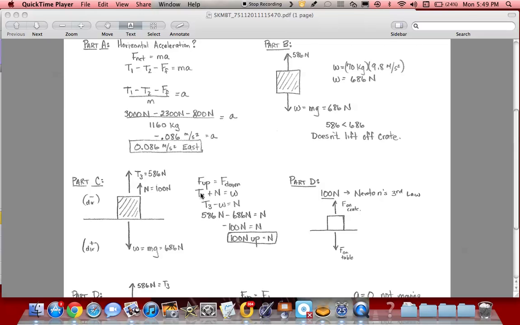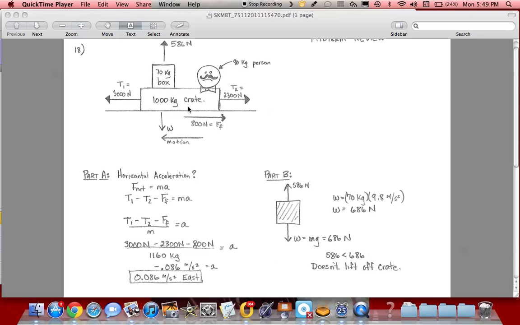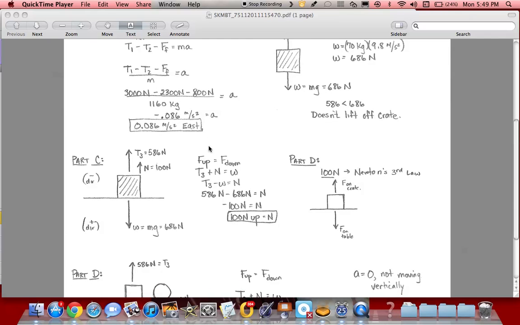So that means the tension, T3, plus the normal force equals the weight. If you notice, there are no horizontal forces acting in this question because we're not talking about a horizontal situation, but a vertical one.